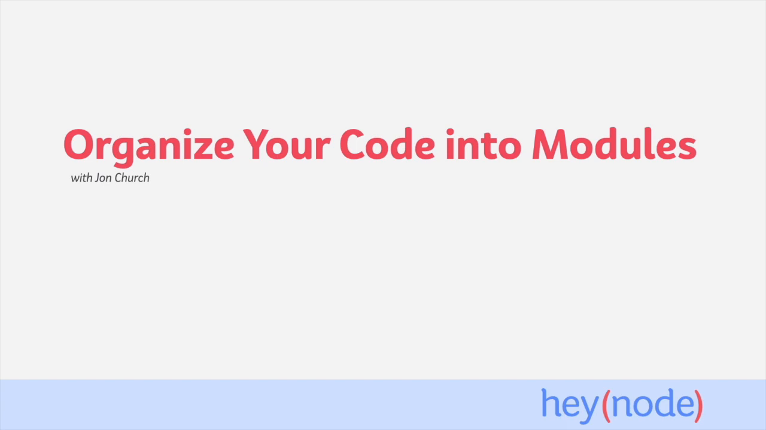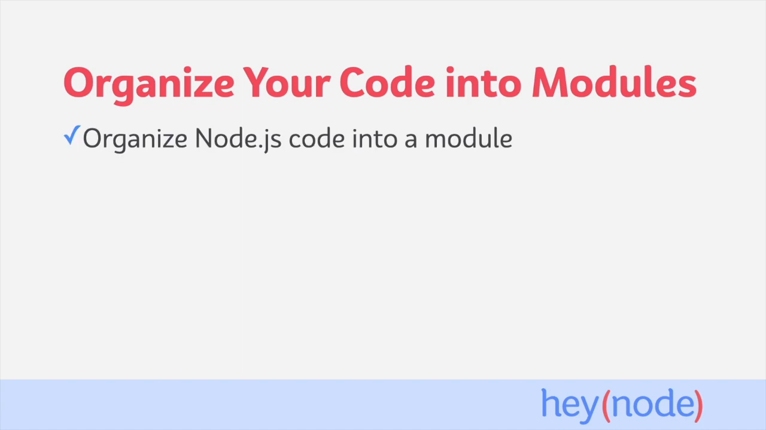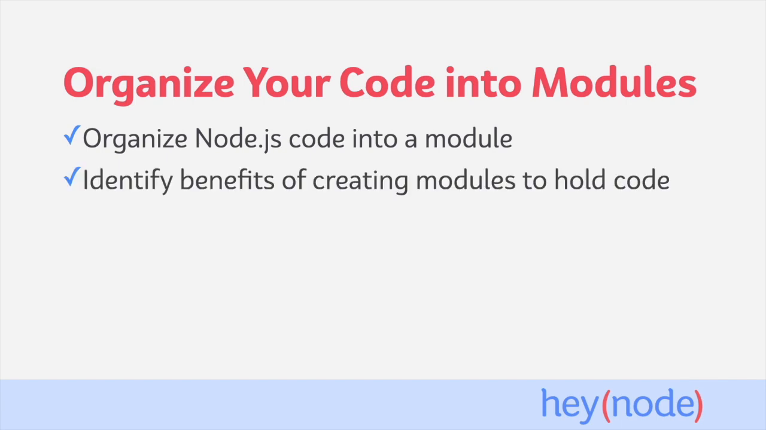For our API proxy, we will reuse the API requests and transform functions we wrote earlier for the ETL pipeline by extracting them into a module. In this tutorial, we're going to take code from another application and put it into a module to use in a new project. We'll also talk about the benefits of creating modules to hold our code.